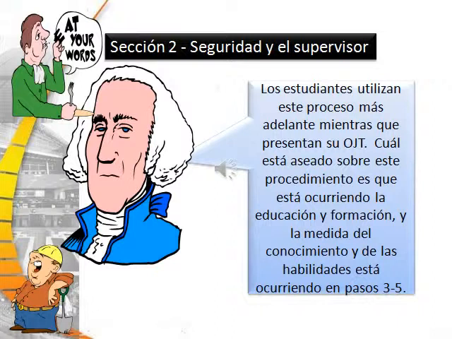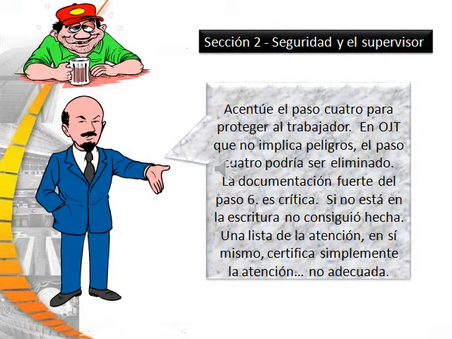What's neat about this procedure is that the education and training is occurring, and the measurement of knowledge and skills is occurring in steps 3 through 5. Emphasize step 4 to protect the worker. In OJT that does not involve hazards, step 4 could be eliminated. Step 6 is strong documentation, which is critical. If it isn't in writing, it didn't get done. Any attendance roster by itself merely certifies attendance, and that is not adequate.